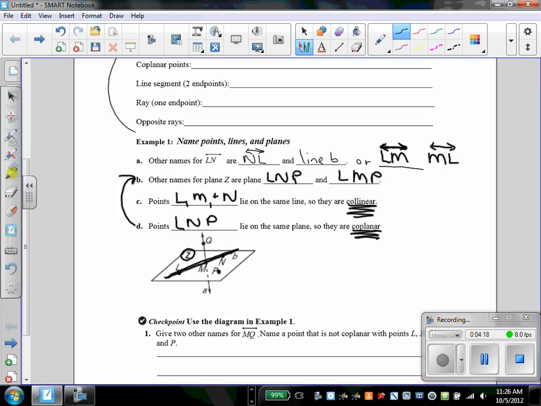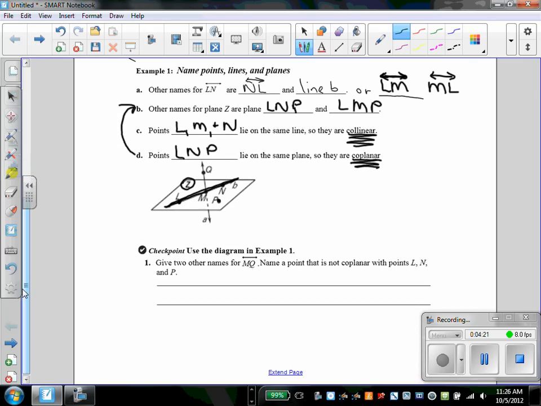Number 1 down here, it says checkpoint. Use the diagram in example 1. Give 2 other names for line MQ. Name a point that is not coplanar with points L, N, and P. I want you to pause this video and try that on your own, please.